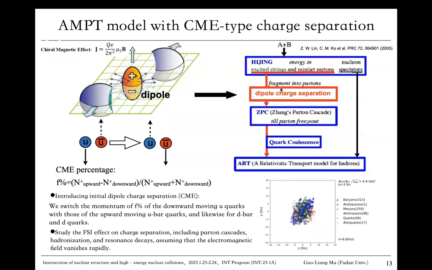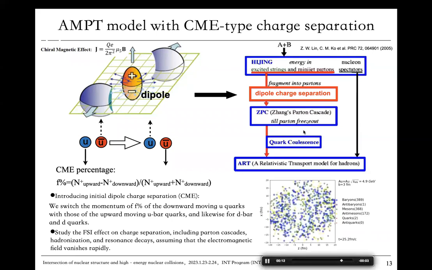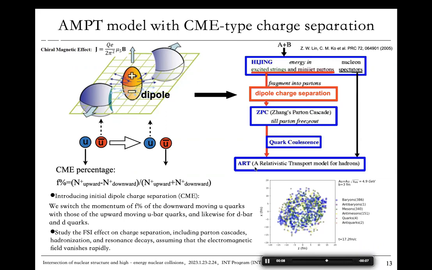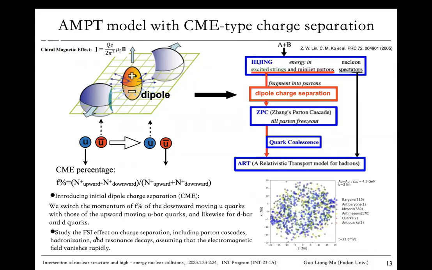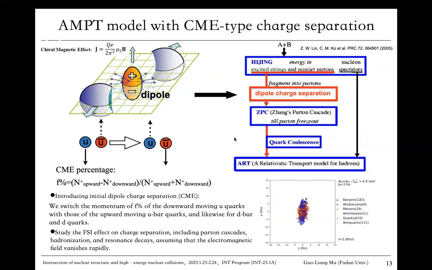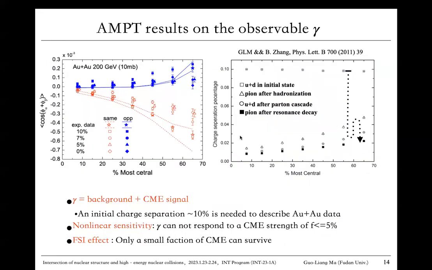We put a signal, the CME signal, into the initial stage and study the final effect on the signals, including the parton cascade, hadronization, and resonance decay. And I should clarify the electric field: I assume it has already vanished in the simulations. This is our first result, published in 2011 with Professor Bin Zhang.